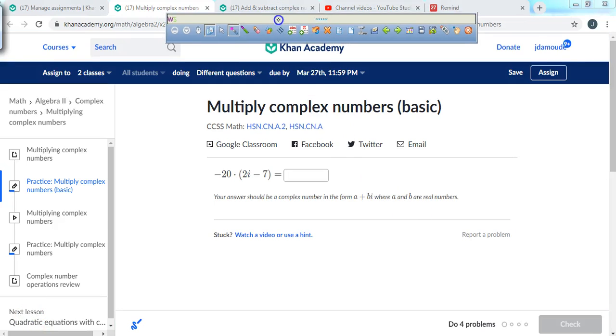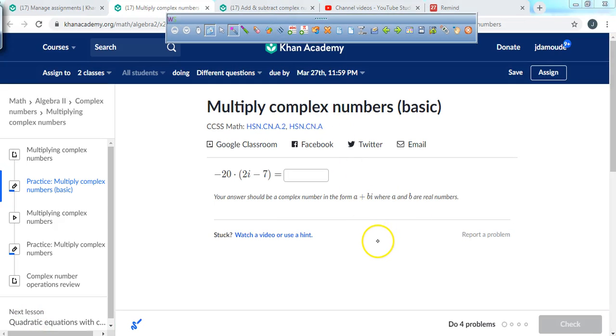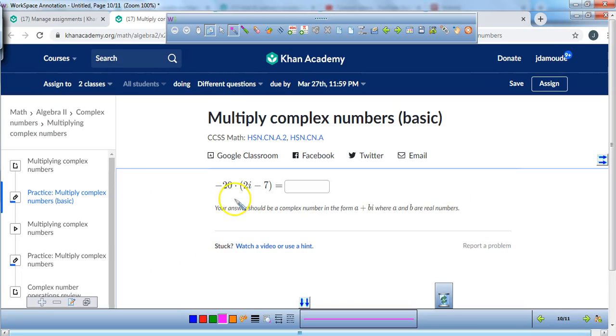Alright, in our next topic, we are going to talk about how to multiply complex numbers together. So we'll do a few problems, see if you guys get the hang of it. Right now, it looks like we're taking negative 20 and multiplying it to the binomial known as 2i minus 7. Well, do the same thing as you did using the distributive property when you're in Algebra 1.